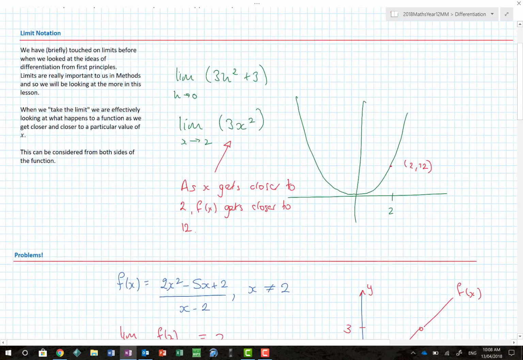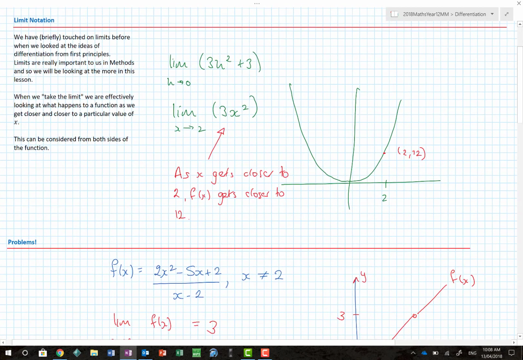Let's go straight into this because it's a relatively short video. Limit notation. We've already briefly touched on this when we had the ideas of differentiation from first principles. You looked at the idea of when you had a curve and a point here and a point here, and you said, let that be x, f of x, and let this point there be x plus h, and then that would be f of x plus h.